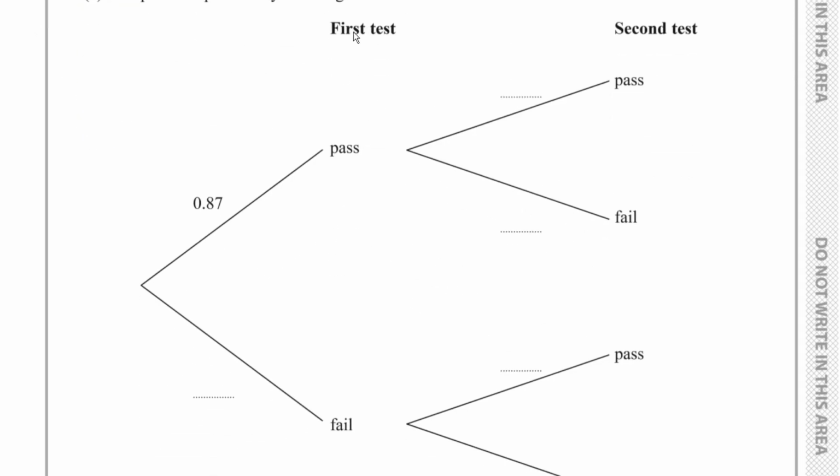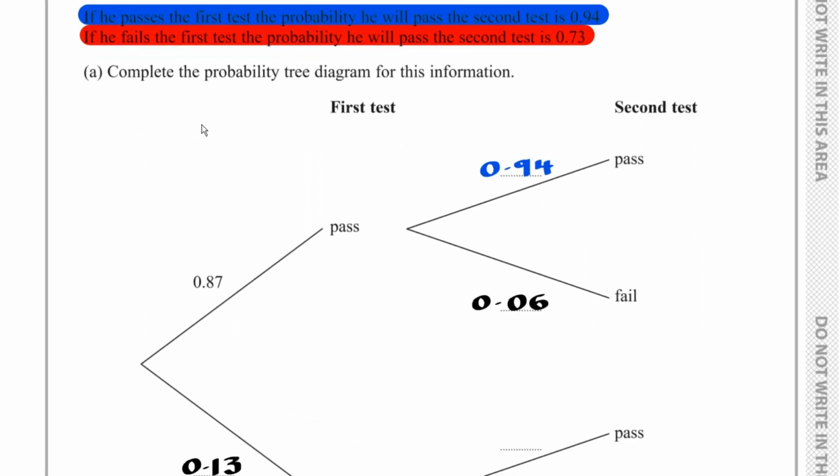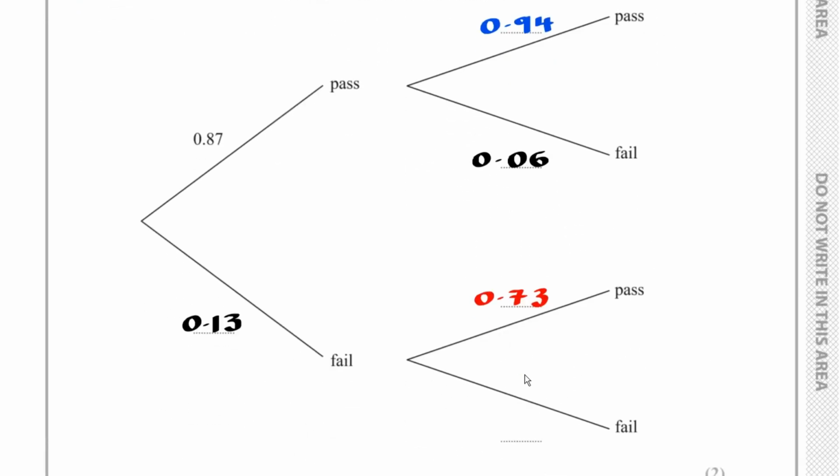Let's take a look at the first test. If the probability he passes is 0.87, 1 subtract 0.87 is 0.13, so the probability he fails the first test is 0.13. Now, if he passes the first test, the probability that he will pass the second test is 0.94. That's shown here. So the probability that he fails the second test, given he passes the first test, is 1 subtract 0.94, which is 0.06. And if he fails the first test, the probability that he passes the second test is 0.73. That's shown here.